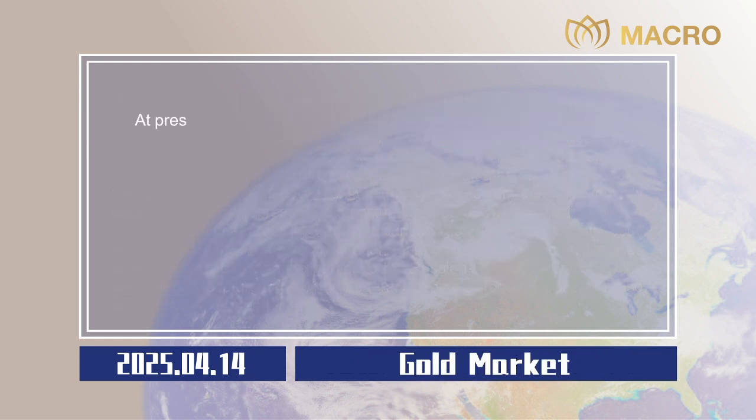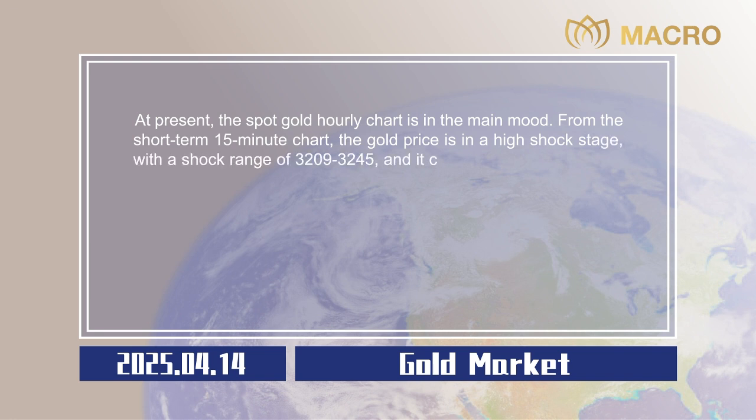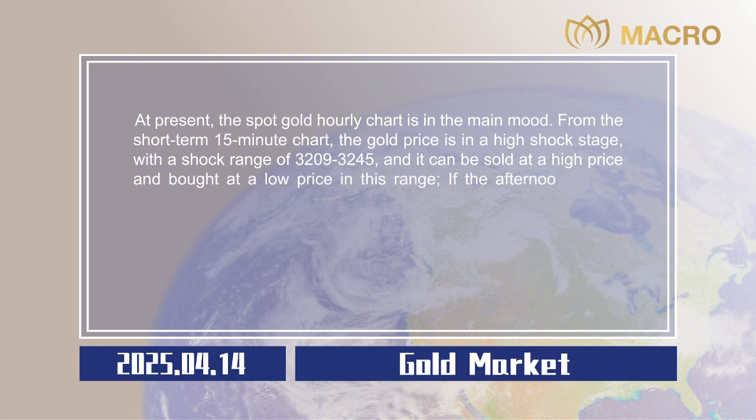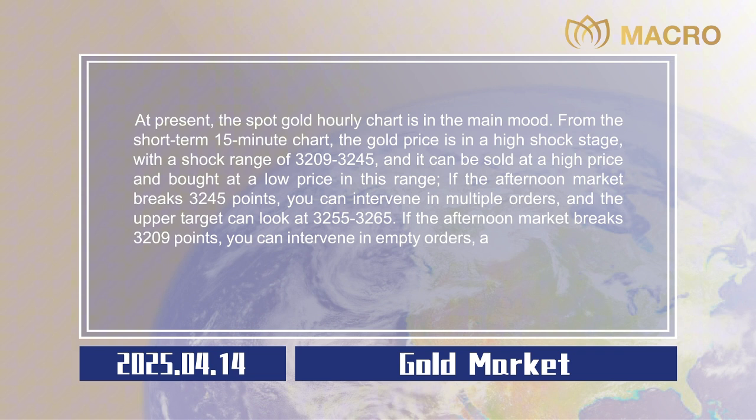Gold market. At present, the spot gold hourly chart is in a bullish mood. From the short-term 15-minute chart, the gold price is in a high shock stage, with a shock range of $3,209 to $3,245, and it can be sold at a high price and bought at a low price in this range. If the afternoon market breaks 3,245 points, you can intervene in long orders, and the upper target can look at $3,255 to $3,265. If the afternoon market breaks 3,209 points, you can intervene in short orders, and the lower target can look at $3,199 to $3,189. Stop losses are all $5.